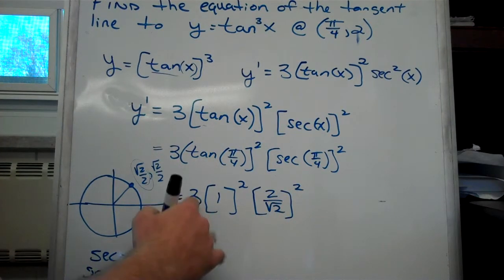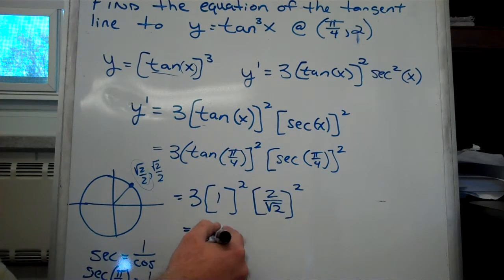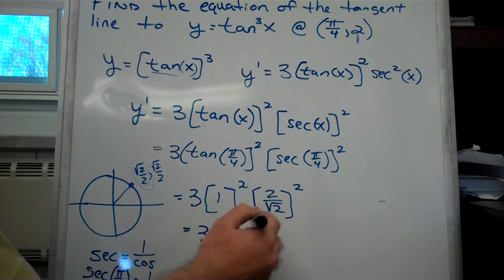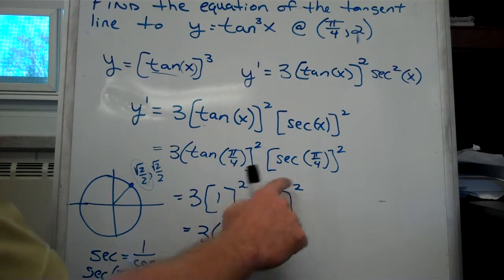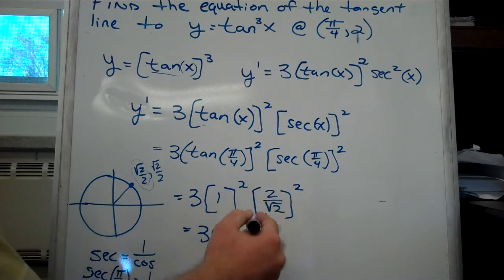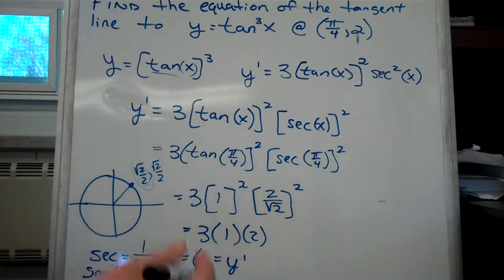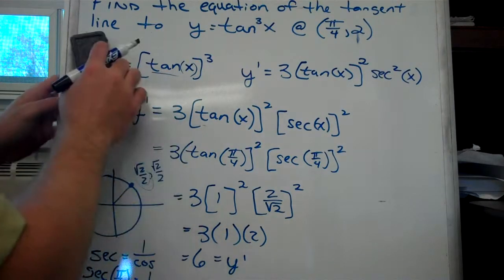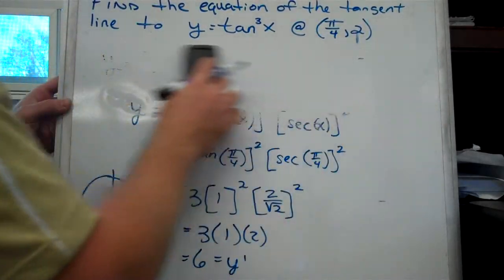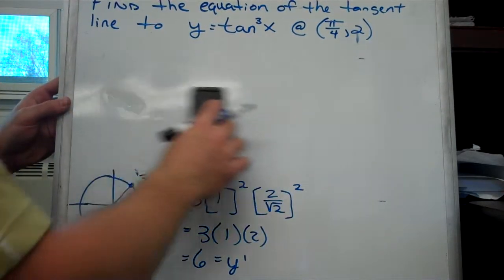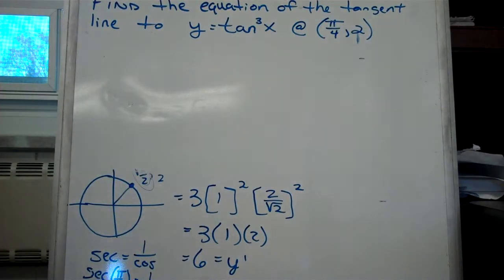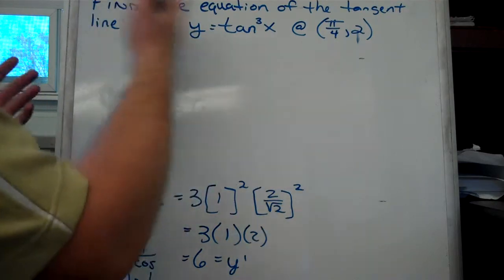So what I end up with is 3 times 1, which is 3. And then 2 squared is 4, radical 2 squared is 2, so I end up with 2 there. So we got 3 times 1 times 2 is 6. So y prime is 6. And remember, y prime, the derivative, is simply the slope of the tangent line. So I'm going to erase this stuff. We went through all that derivative just to find that slope value of 6 at x being pi over 4. We want to find the equation of the tangent line.